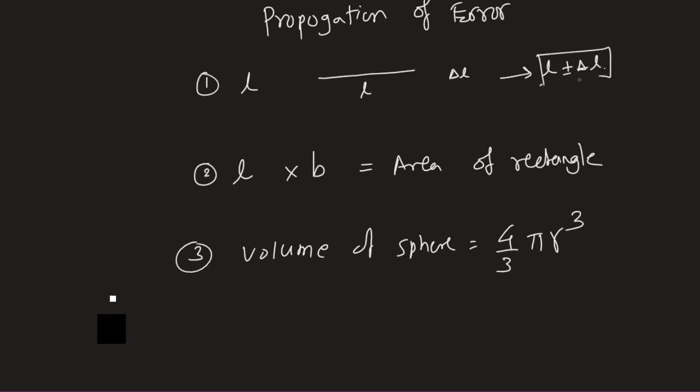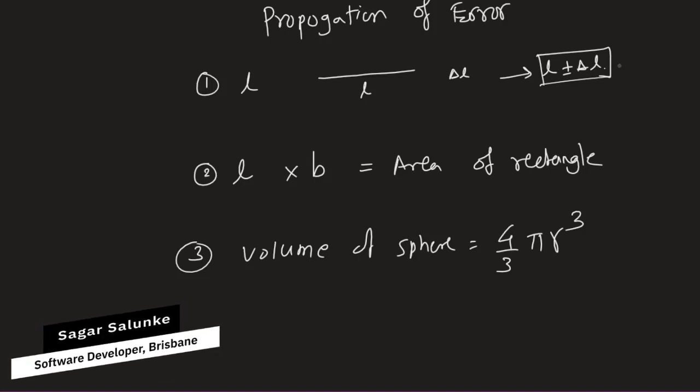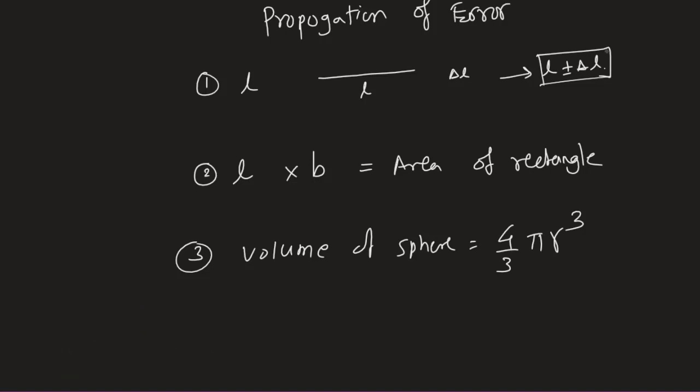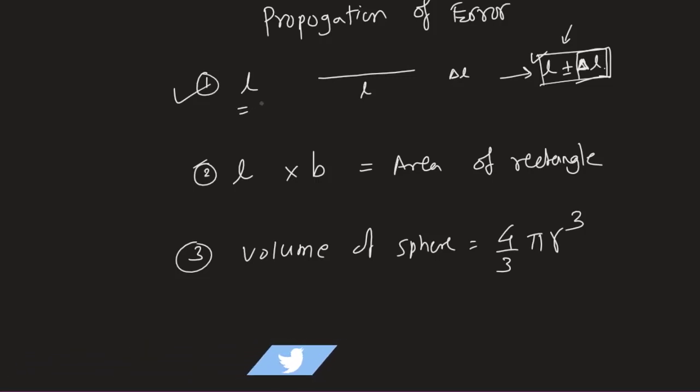Because the instrument with which you are measuring that length is not very accurate, there will be some error in the measurement. If the least count of the measuring instrument is say delta L, then the actual length will be plus or minus this delta L. So if there is an error in measuring some quantity, say length in this case, and you use that measured quantity in some formula, then that error is propagated.